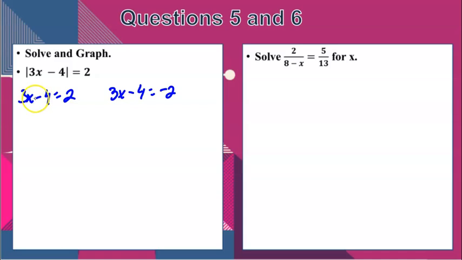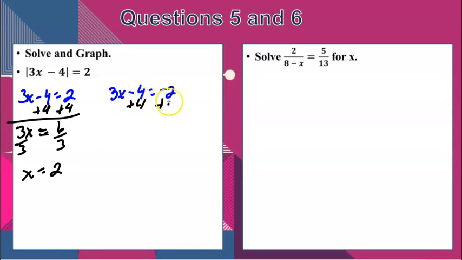So to solve for x on the left, I'm going to add 4. And this is going to give us 3x equals 6. And to get x by itself, I'm going to divide everything by 3. X could equal a positive 2. Now on the other side, I would add 4 here, and I would have 3x equals a positive 2. To get x by itself, I'm going to divide by 3, and x could equal a positive 2/3.